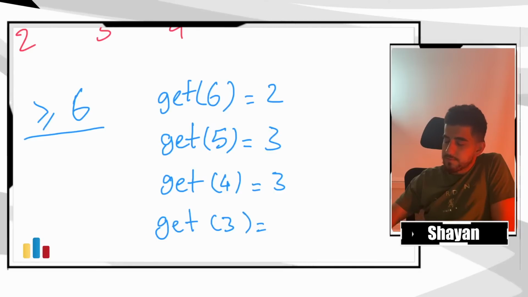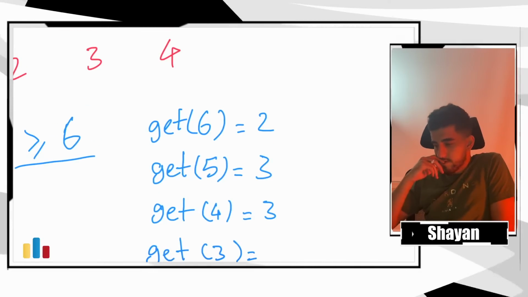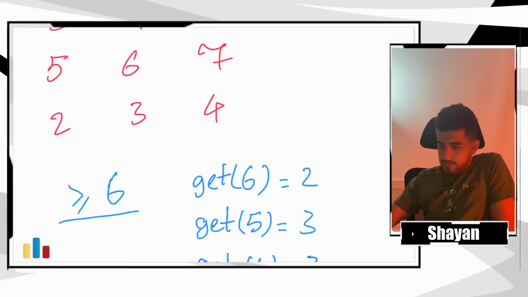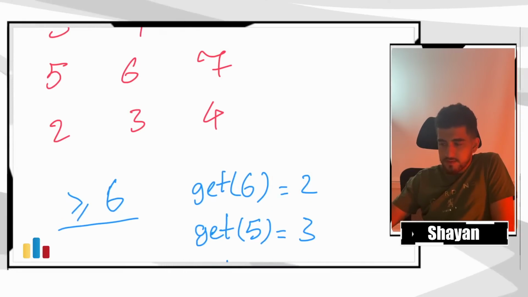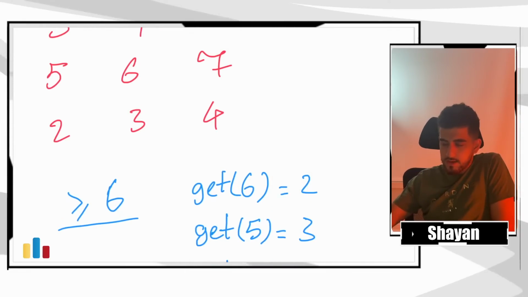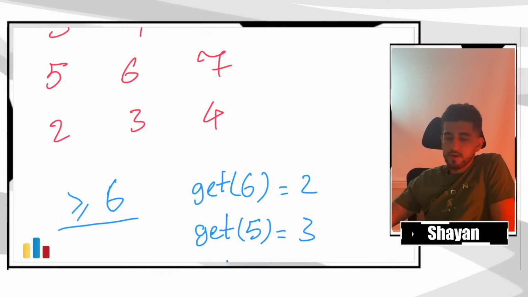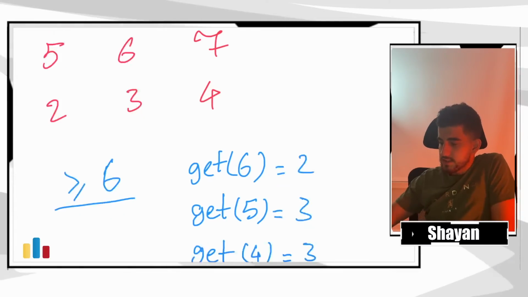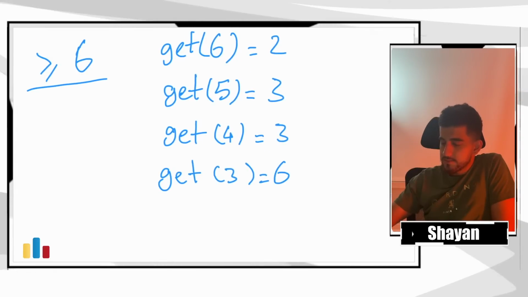But what is get of 3? My numbers are 5, 6, 7. My AIs, my BIs are 2, 3, 4. So what is get of 3? Awesome, 6. Yes, it is 6.